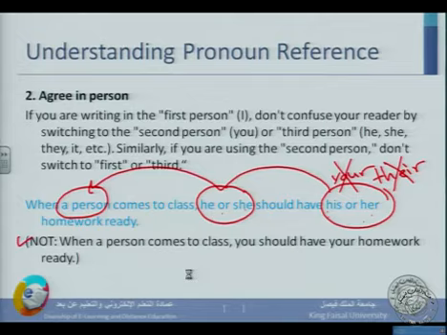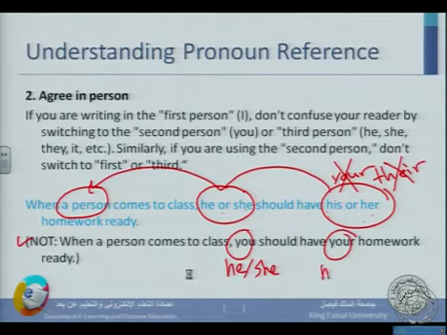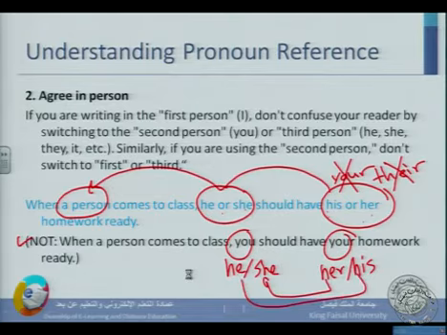So when a person comes, for example, look at this sentence. When a person comes to class, you should have your homework ready. When a person comes to class, you should. شو لازم نحكي بدل you؟ لازم تكون he or she. He and she should have her أو his. لاحظوا her هي ترجع أيضا لشي وhis لهي.